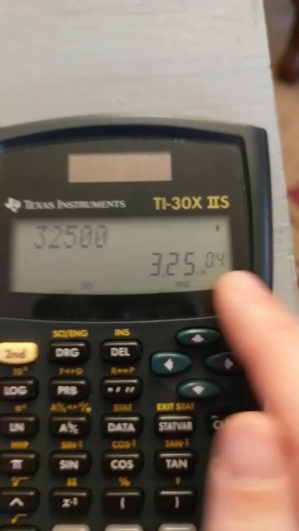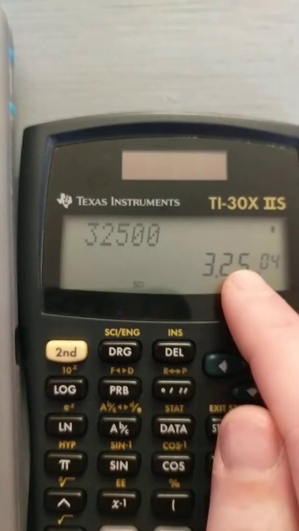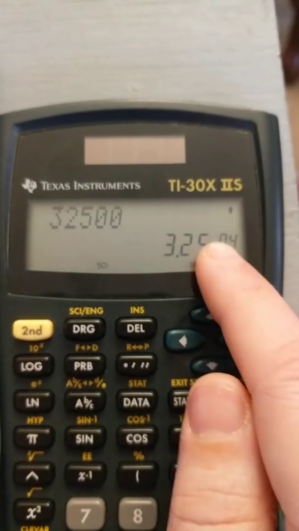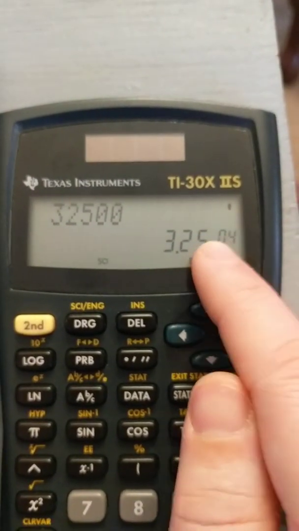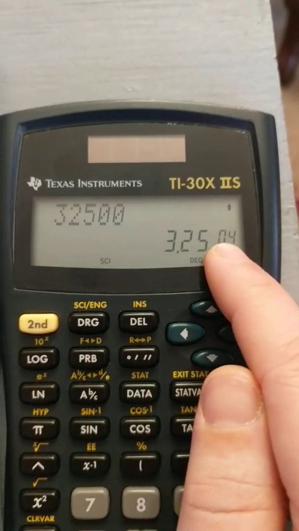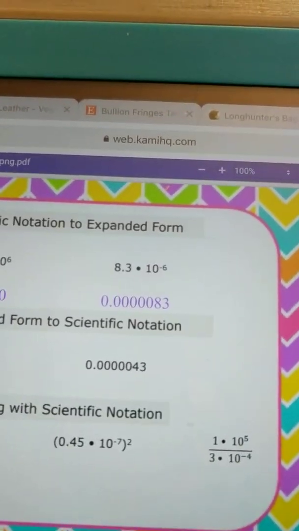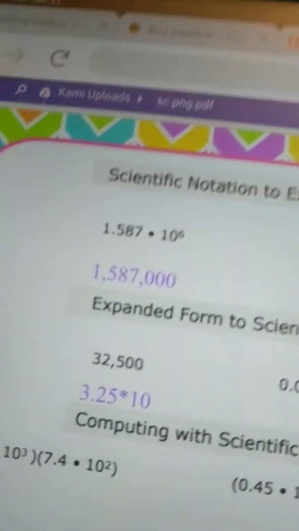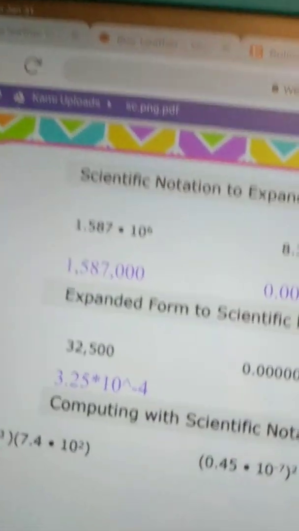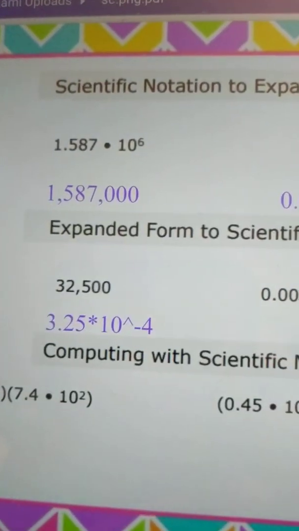Okay, so then you're just going to put this in, 3.25 times 10, and this is going to be raised to the 4th. Now you won't put this 0 in front of it. Okay, so this is what it'll look like whenever you got your answer put in.